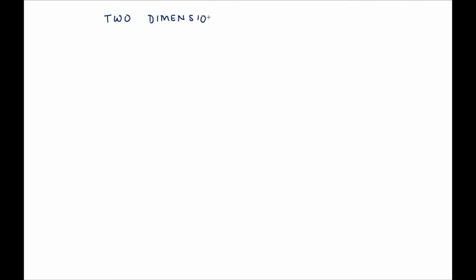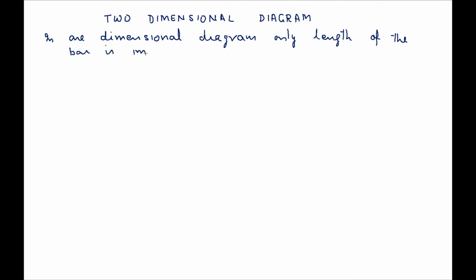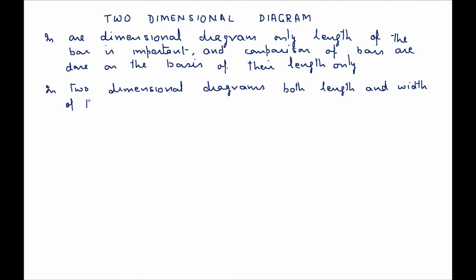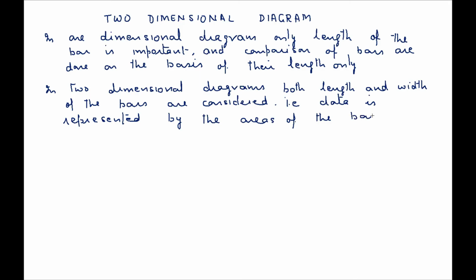Two-dimensional diagram. Till now I have explained about one-dimensional diagram. In one-dimensional diagram, only length of the bar is important, and comparison of bars are done on the basis of their length only. In two-dimensional diagrams, both length and width of the bars are considered. That is, data is represented by the area of the bar. Such figures are also known as area diagram.